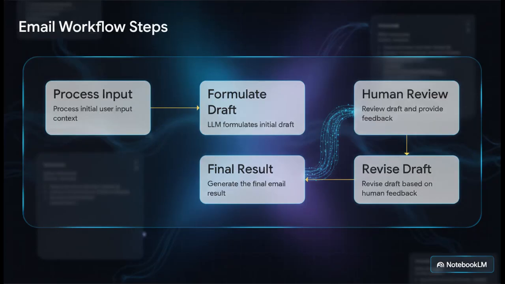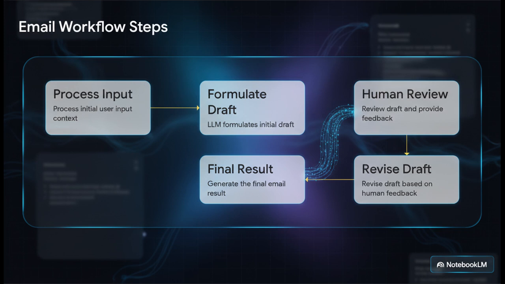To really ground this, let's use a concrete email drafting assistant as our anchor example. Think of this workflow exactly like a high-tech assembly line. The state transitions sequentially through these explicit actions. First, step 1, process the input. Then, step 2, the LLM takes that context and formulates a draft. But before it can actually hit send, the assembly line physically stops for step 3, human review and processing feedback.